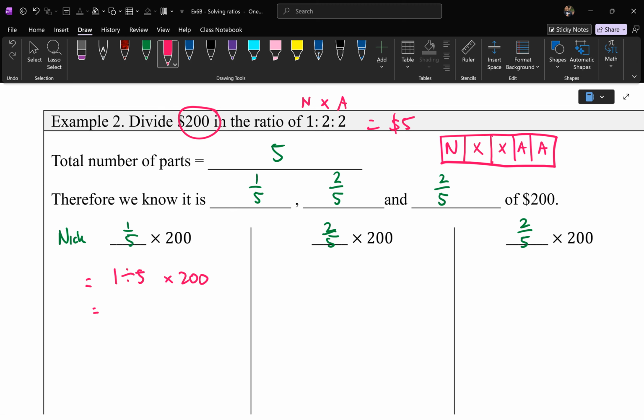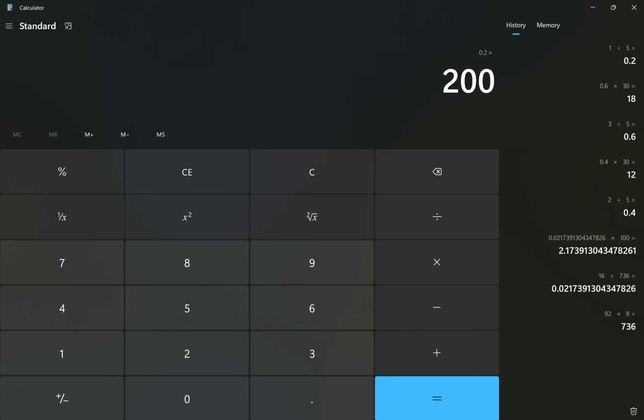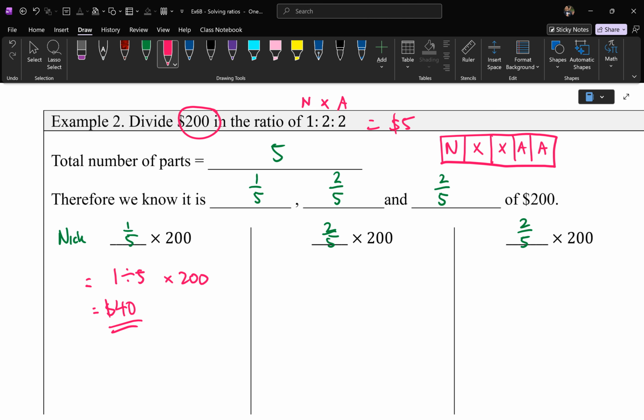Here we go. I'm going to do it on a calculator. 1 divide 5 times 200. He gets $40. Nick gets $40, which is still great. He invested $1 and he gets $40. But you can see that Xavier should get more than that. He gets 2 parts, so technically double whatever Nick gets.